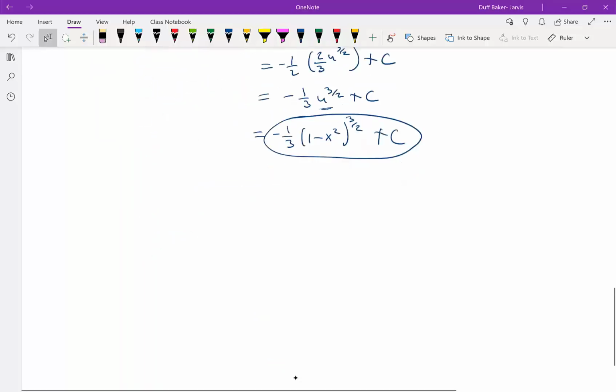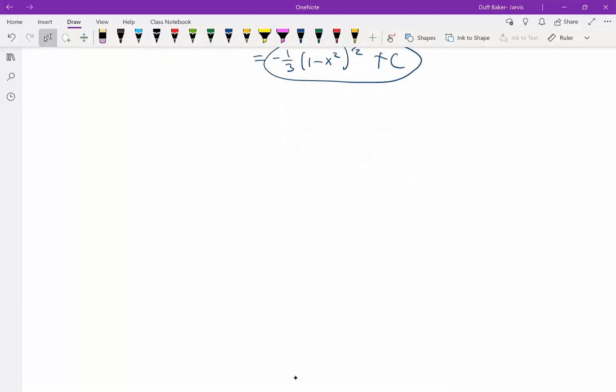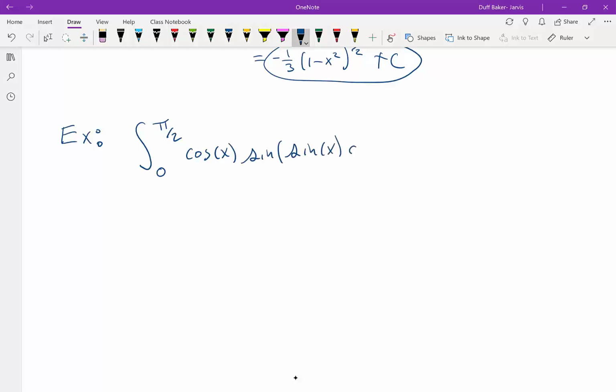Okay, let's hit another one then. Let's do one with bounds now. Okay, so here's an integral. We have cosine of x and then sine of x, which is rather odd, right? We don't see that very often, with a sine function inside of another one.